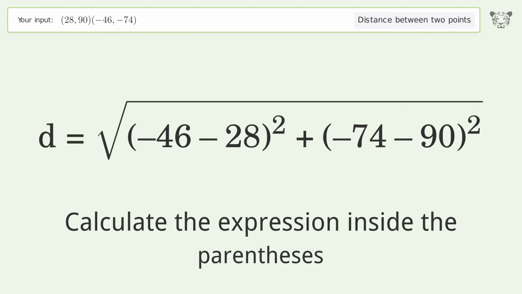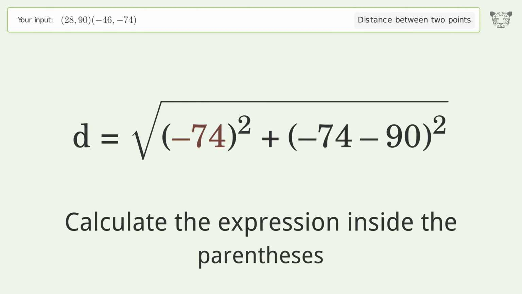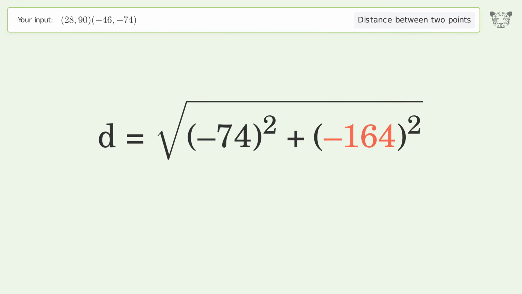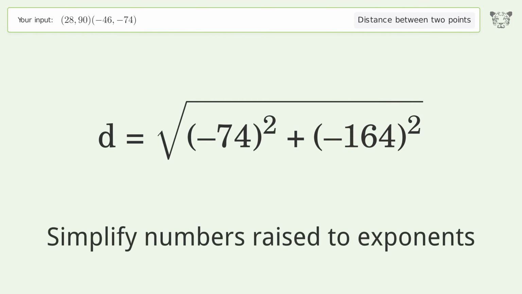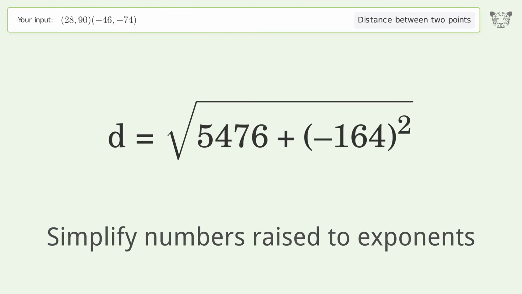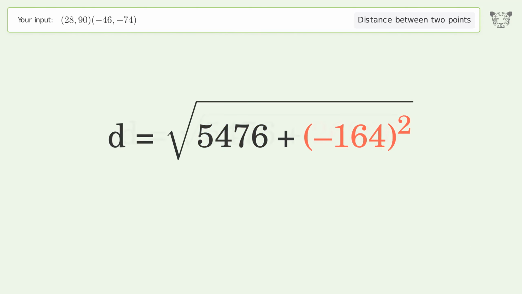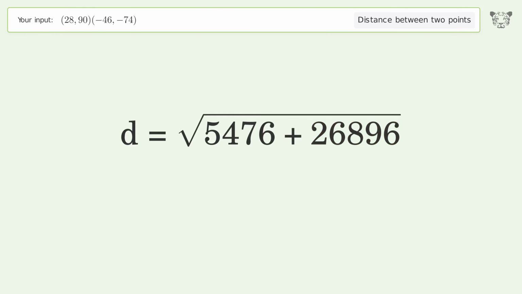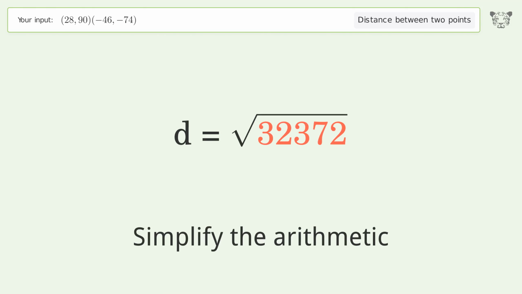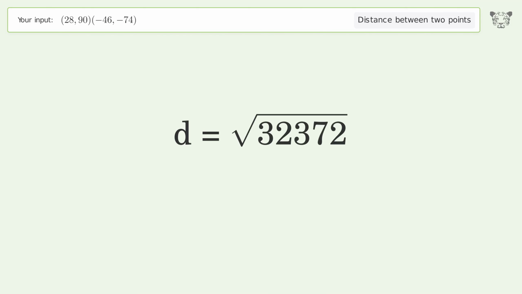Calculate the expression inside the parentheses. Simplify numbers raised to exponents. Simplify the arithmetic. And so the distance between the 2 points is the square root of 32,372 or 179.922.